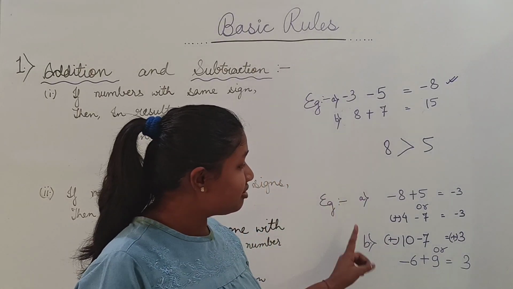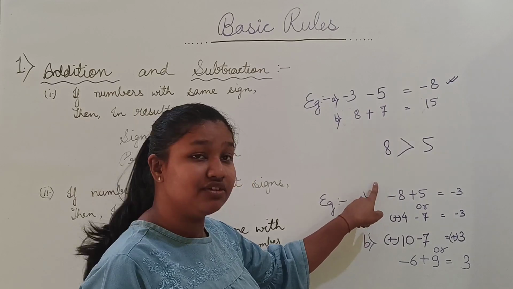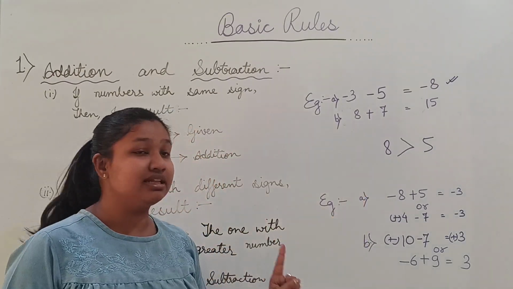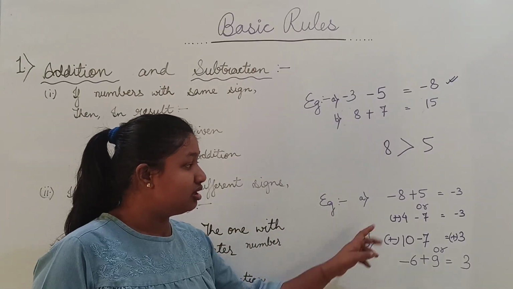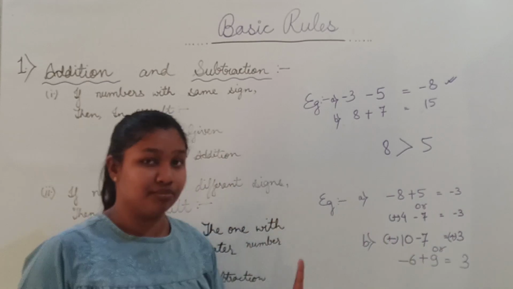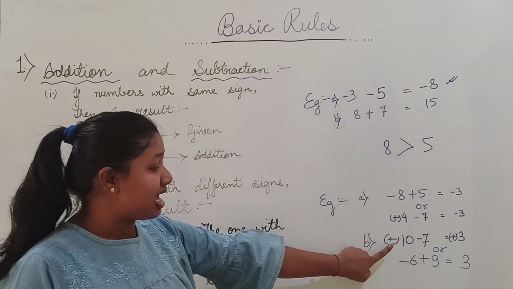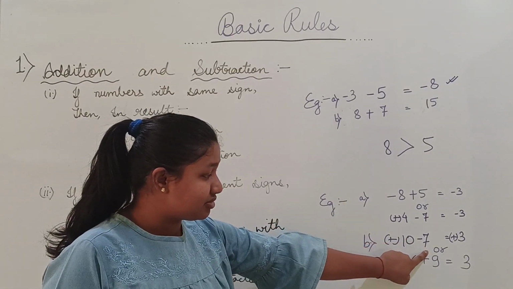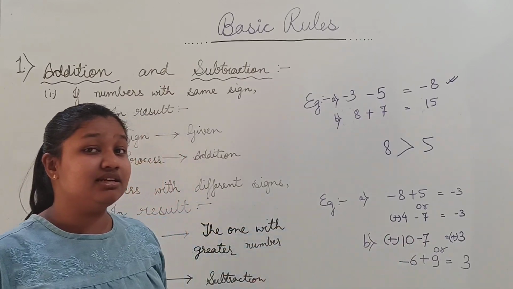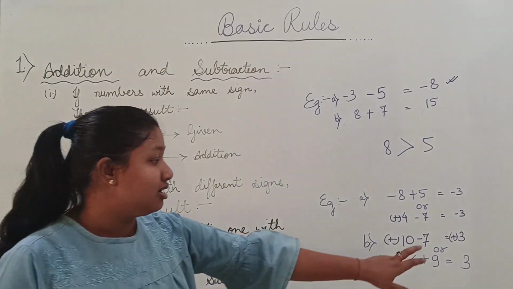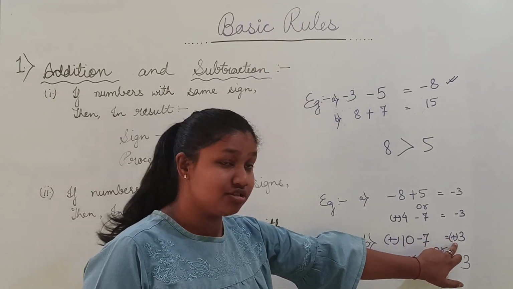Also, it doesn't matter whether the positive sign one is earlier or the negative sign one is earlier. The only thing that matters is which is the greater number. Whichever is the greater number, the result will have its symbol. Similarly, here we are seeing that 10 is greater and it's having positive sign, and 7 is -7, having negative sign. Then 10 minus 7 is equal to 3. The result will also have the sign of the greater number which is 10 and hence positive.